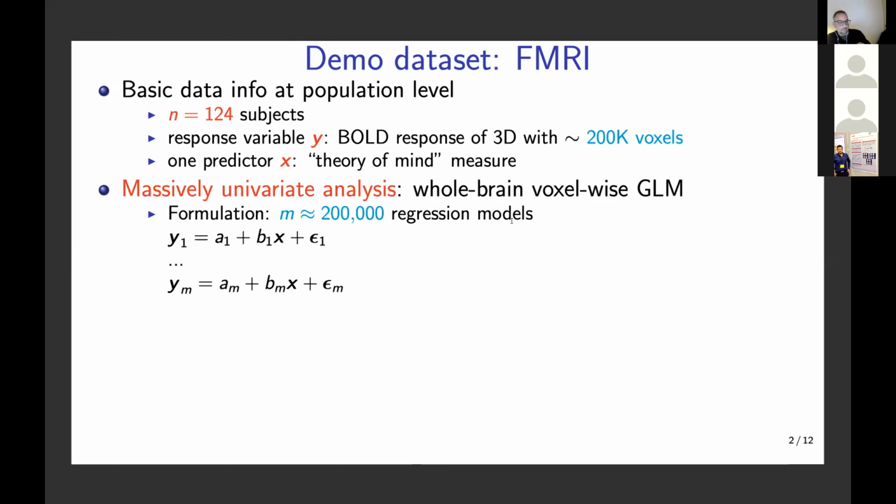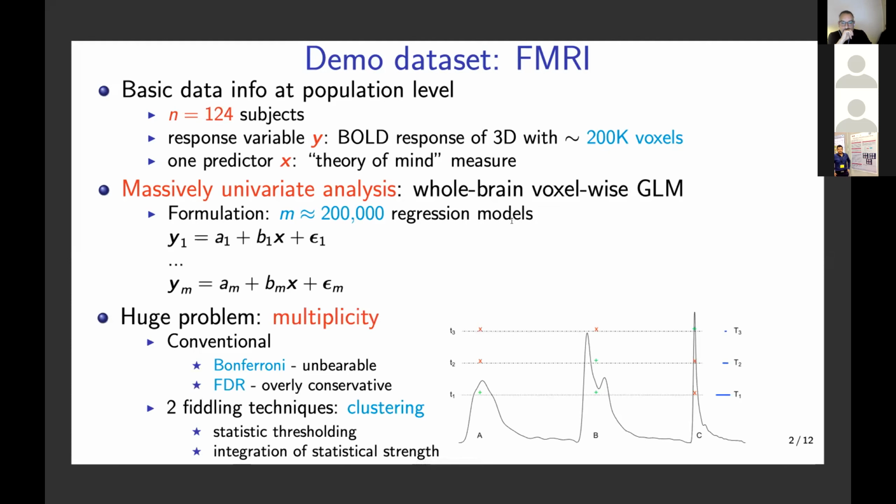Currently, the main approach to deal with the issue is to build a model for each voxel. Since we have only one predictor, we just have a simple regression for each voxel. So we end up with 200,000 separate regression models. But immediately, you realize we face a multiple comparison issue. The traditional approach of Bonferroni correction or FDR would not be acceptable because the penalty is too high.